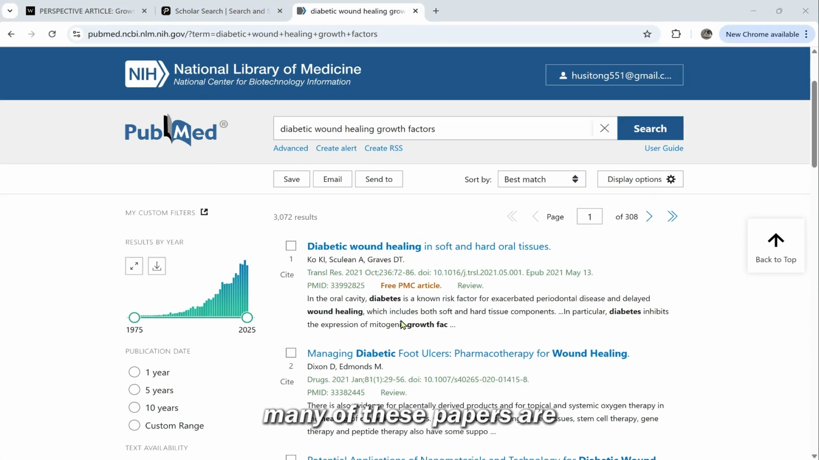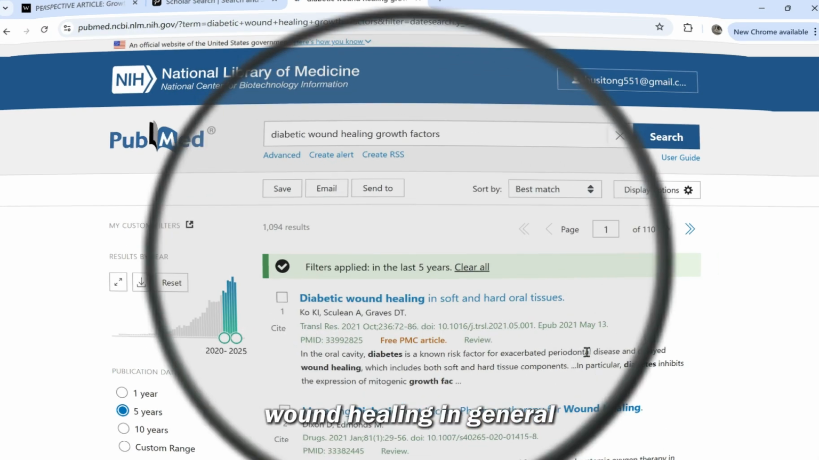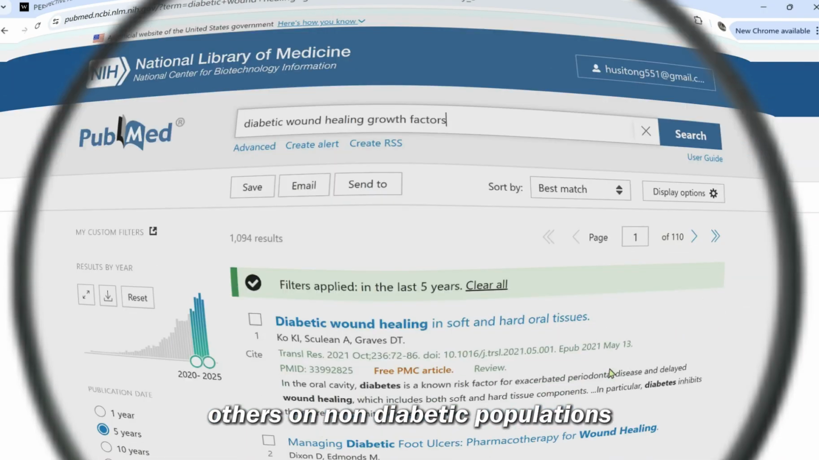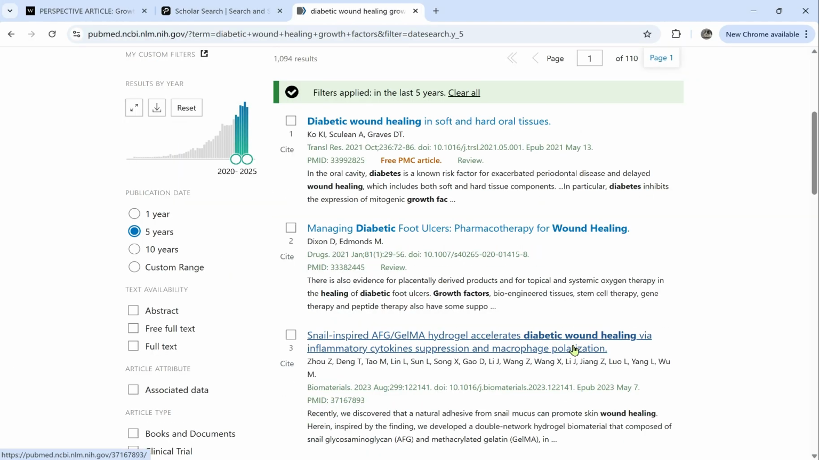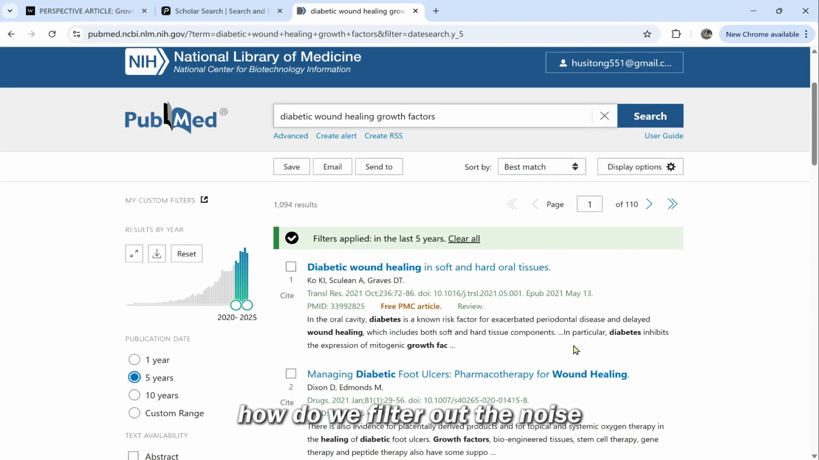Many of these papers are irrelevant to our specific research question. Some focus on wound healing in general, others on non-diabetic populations. Without spending hours reading abstracts, how do we filter out the noise?